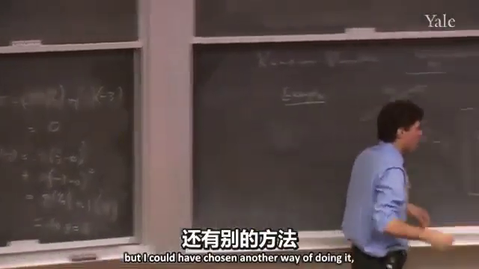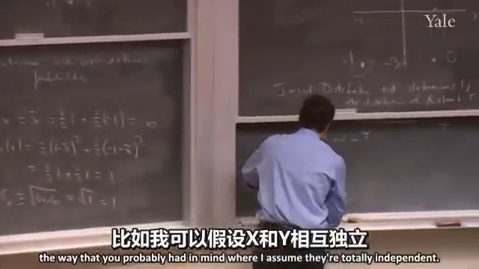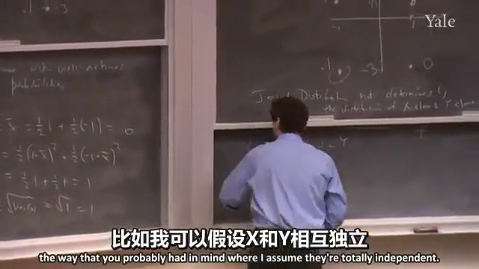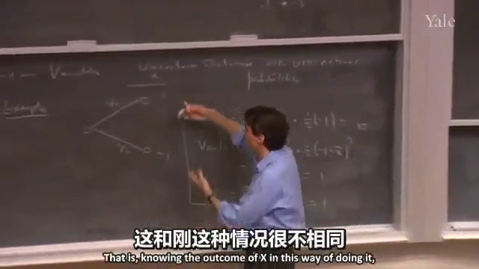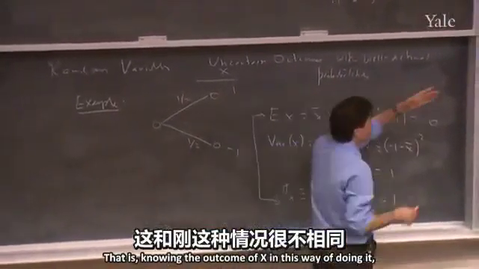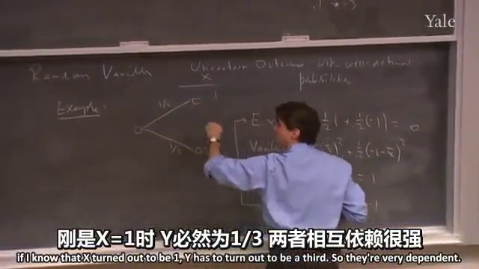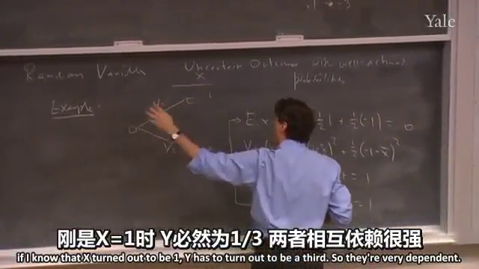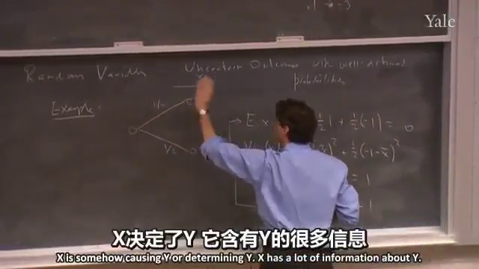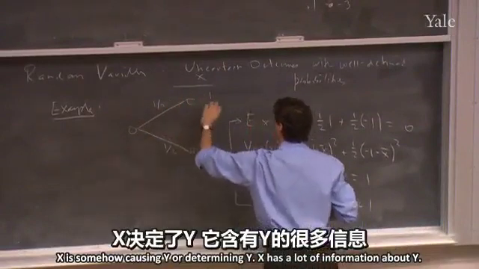But I could have chosen another way of doing it, the way that you probably had in mind, where I assume they're totally independent. That is, knowing the outcome of x, in this way of doing it, if I know that x turned out to be 1, y has to turn out to be a third. So they're very dependent. X is somehow causing y or determining y. X has a lot of information about y.